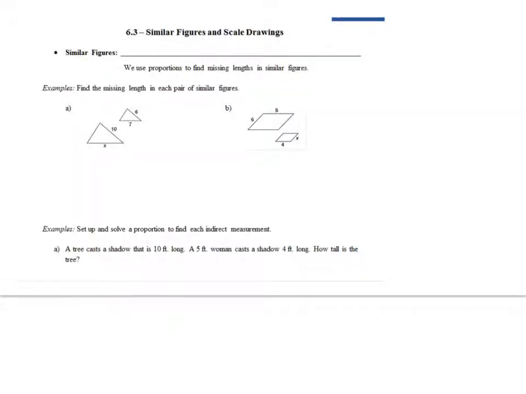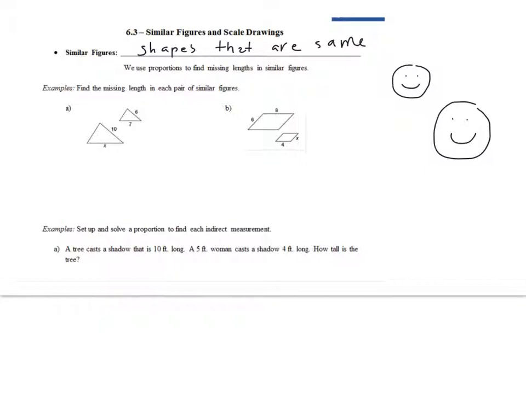Similar figures are shapes that may not be the same size, but they are the same shape. So this figure is similar to this figure. It's just a little bit bigger. They're in proportion. They might not be the exact same size, but it's the same shape. So these two figures right here are similar.